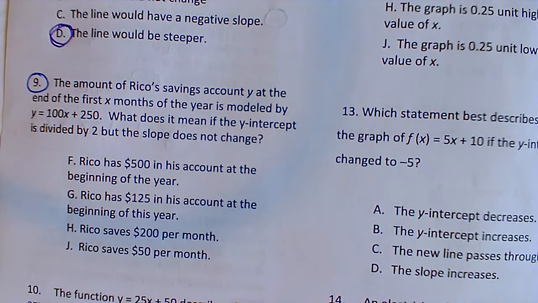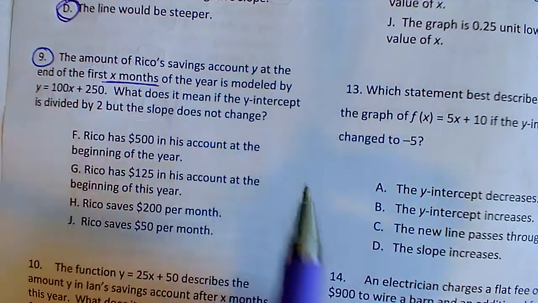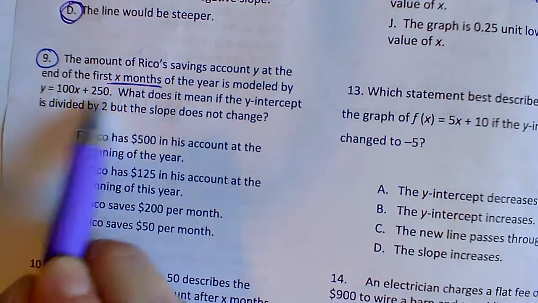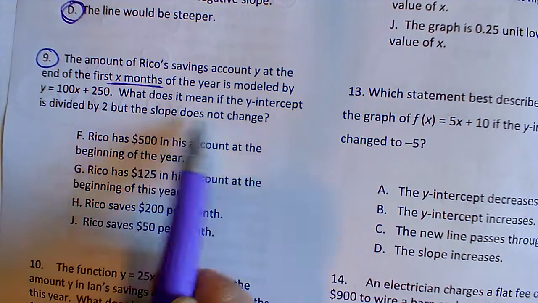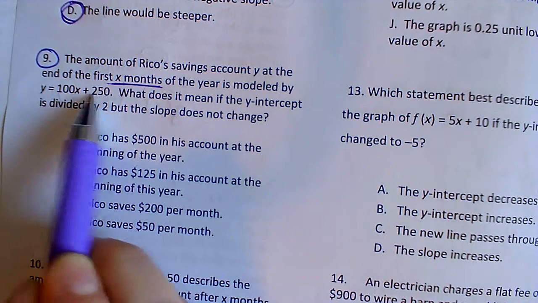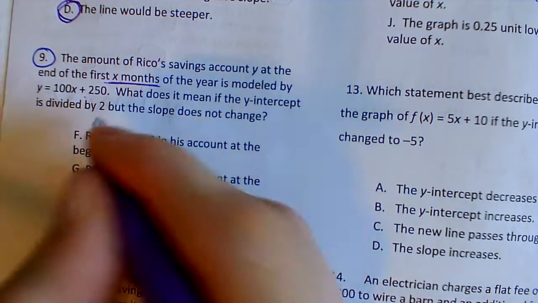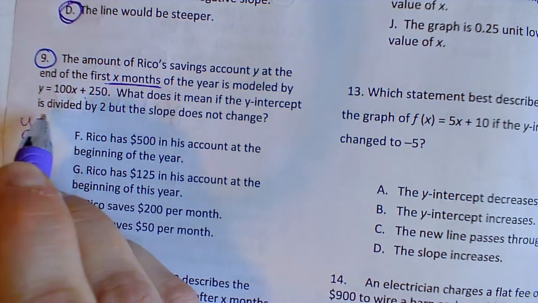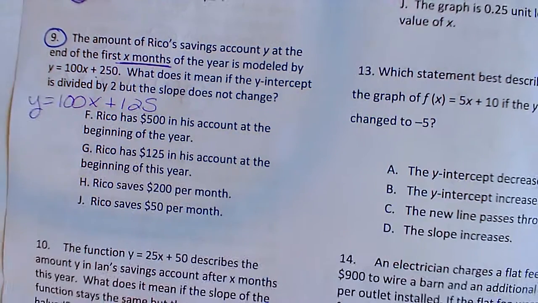Last one, number 9. The amount of Rico's savings account y at the end of the first x months, so I need to know what that variable represents, x months of the year, is modeled by this equation. What does it mean if the y-intercept is divided by 2 but the slope does not change? So this one is talking about the y-intercept, so let's go ahead and cut that in half. That would make it y is equal to 100x plus 125.